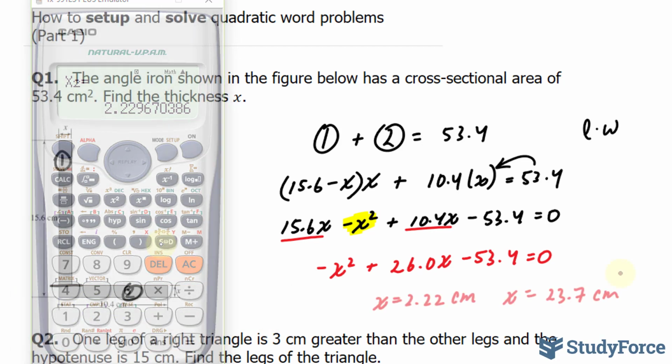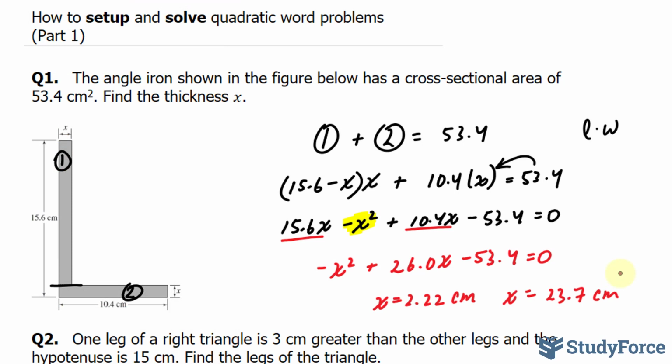Let's write them both down. Which of these makes more sense? Now, of course, it can't be 23.7 because take a look at the diagram here. If this is 23.7, that exceeds 15.6, which is much longer. Therefore, this is my only solution, and we can discard this one.